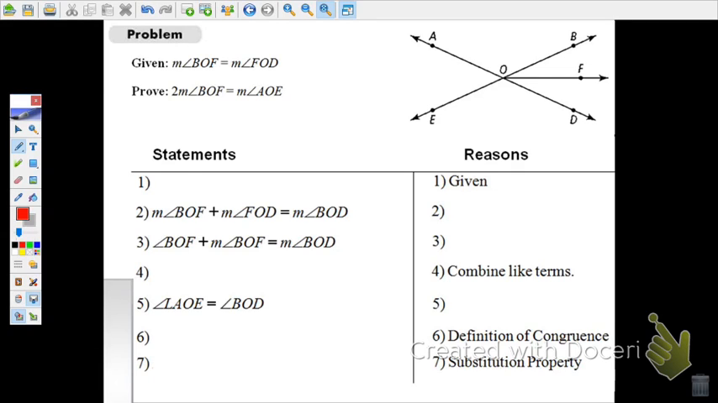Next one. Again, we've got a 2-column geometric proof. We've got a given statement. We've got a prove statement.